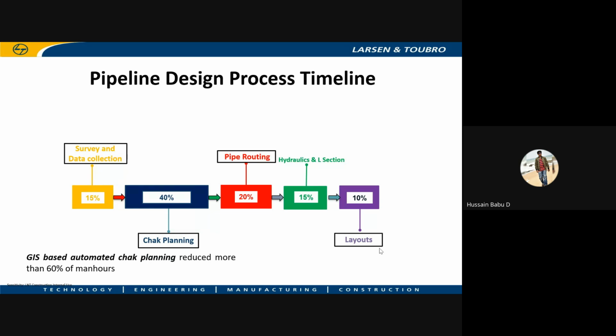For a project of 200 square kilometers of land, it will take about 1.5 years to 2 years for this chuck planning purpose. It will sometimes take more than 2 years for very large projects with complicated terrains. By automating this process using GIS, we are able to reduce this time drastically, to complete it in almost 6 months of time. So we could reduce it to one fourth of the time.